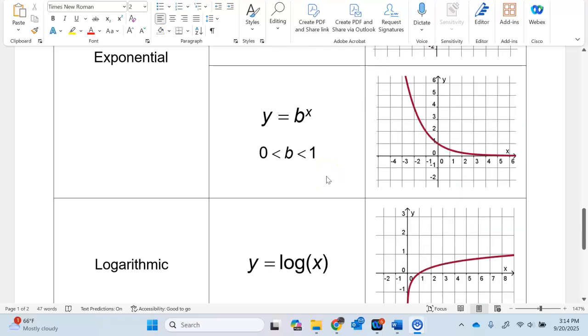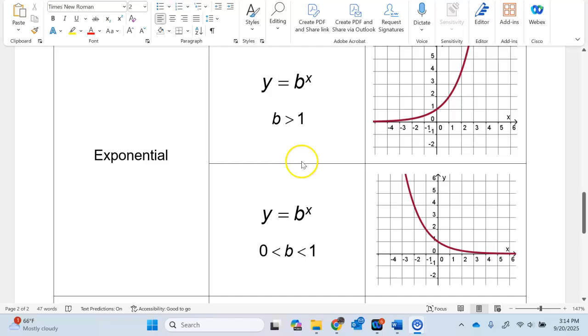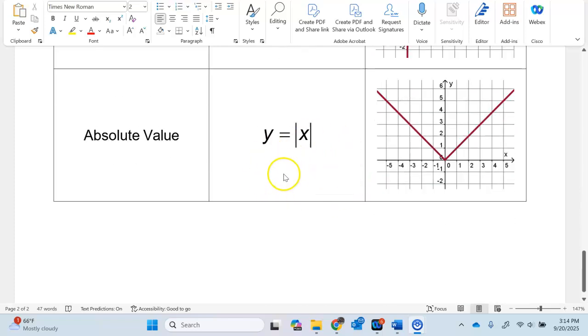And then these we're not going to worry about yet. We'll get to these later, the exponential functions and the logarithmic function. We'll worry about those later, but we will look at the absolute value function. We have a line, slope 1 for x greater than 0, slope -1 for x less than 0. We have a nice V shape right at the origin there.